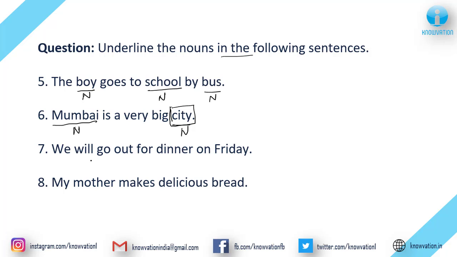Next, we will go out for dinner on Friday. So friends, here dinner is basically an event in which we eat our food. So this is also a name. And then Friday, तो आपको पता ही है दोस्तों, it's a name of the day, so it's also a noun. Next, my mother makes delicious bread. Okay, so friends, here mother is the name of the elder person, so it's also a noun. And bread is the name of the food, so it's also a noun. I hope this is clear friends.